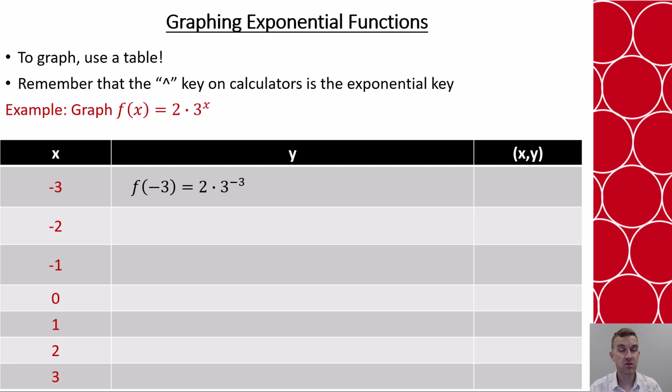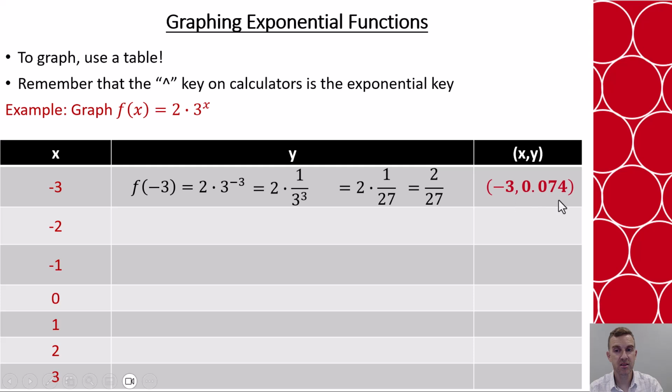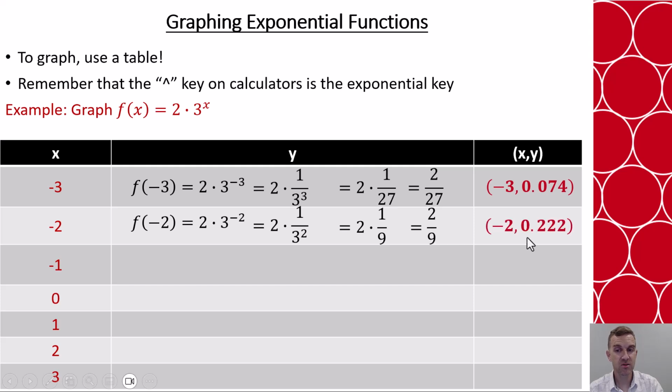So in the first one, it'd be 2 times 3 raised to the -3. When this happens, I want to make sure I do my exponent, then multiply. And that will make this become 2/27, which is about 0.074. I'm going to do the next one. Again, raise it to the -2. I'm going to take my exponent and then do my multiplication, which gives me 2/9, which is about 0.222. When I do -1, that's going to end up with 2/3.